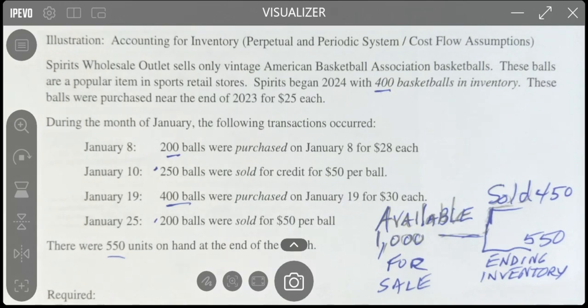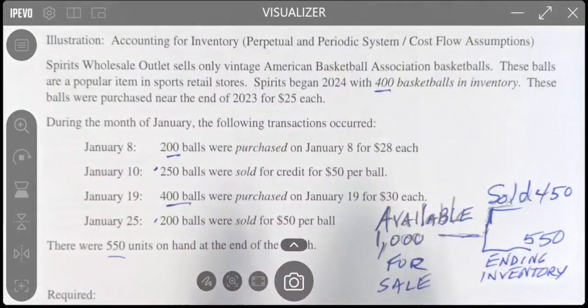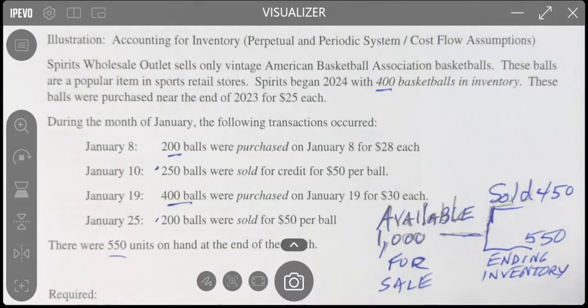All right, welcome to the video of an illustration of a periodic inventory system with the average cost flow assumption. By now, this is the last in a series of 6 videos, so you should know these transactions quite well. So I will assume you do. If you don't, go ahead and pause it and read through it.